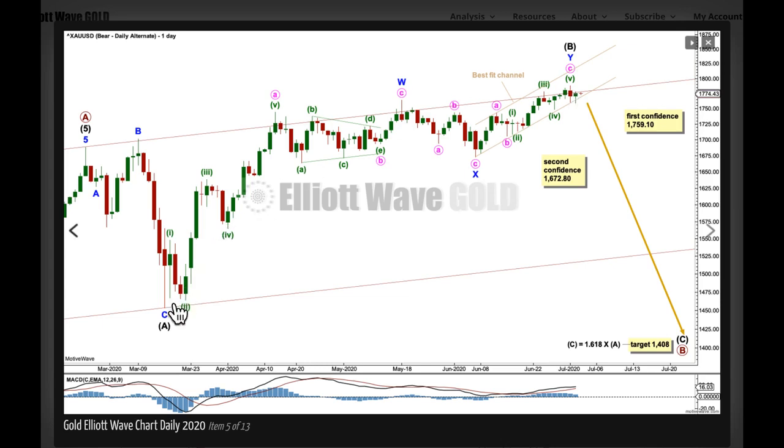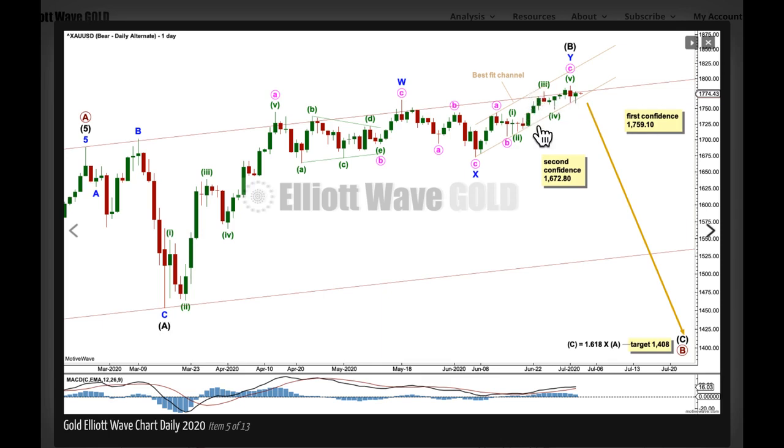Intermediate B is a double zigzag, W, X, Y, and minor wave Y now could be incomplete, labelled A, B, C, and C a 5-wave impulse, 1, 2, 3, 4, 5. This wave count could have seen an end to upward movement this week at this week's high, but we need to see some downward movement before we can have any confidence in this idea. That's the biggest reason why it's labelled as an alternate.